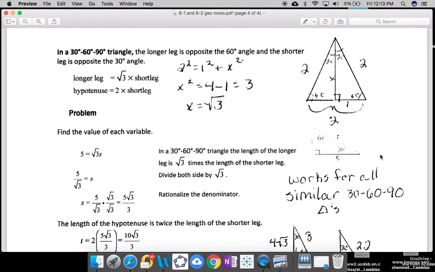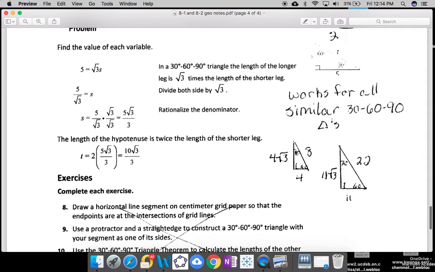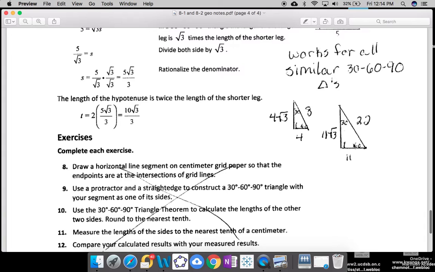But remember, it works for all 30, 60, 90 triangles because any 30, 60, 90 triangle of any size is going to be similar to this one, and the side lengths will be in the same ratios. So for example, if we had a 30, 60, 90 triangle where the short side was 4, the hypotenuse would be 8, and the long side would be 4 square root of 3. If we had a 30, 60 right triangle where the short side was 11, the hypotenuse would be 20, and the long side would be 11 square root of 3. Same ratios because all these triangles are similar.